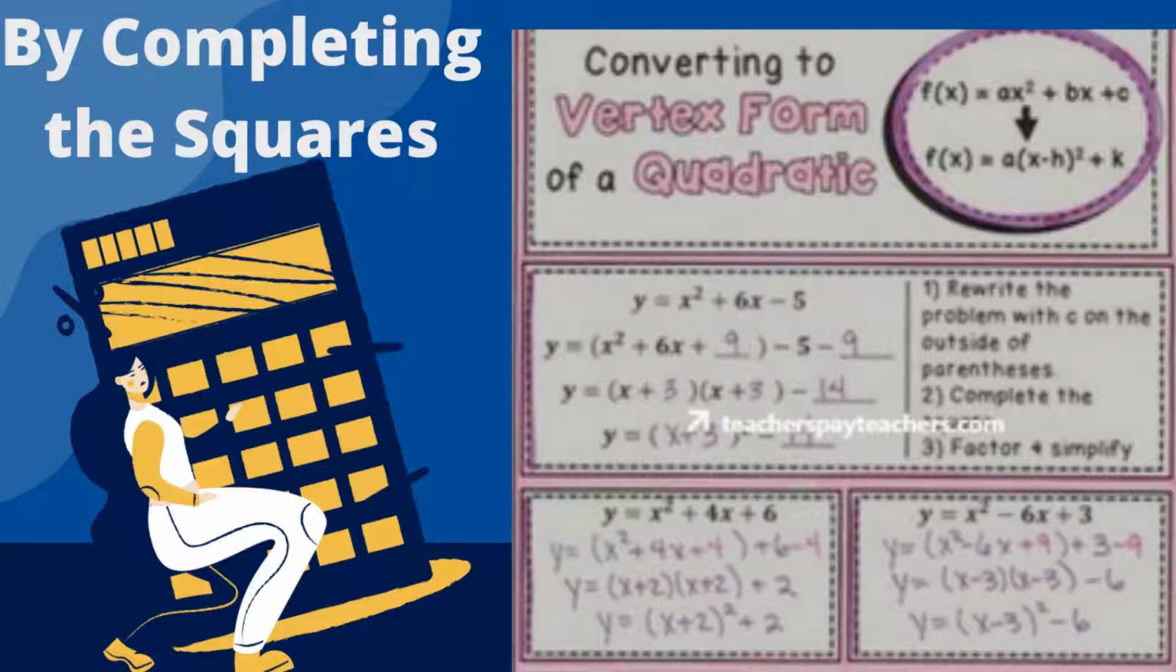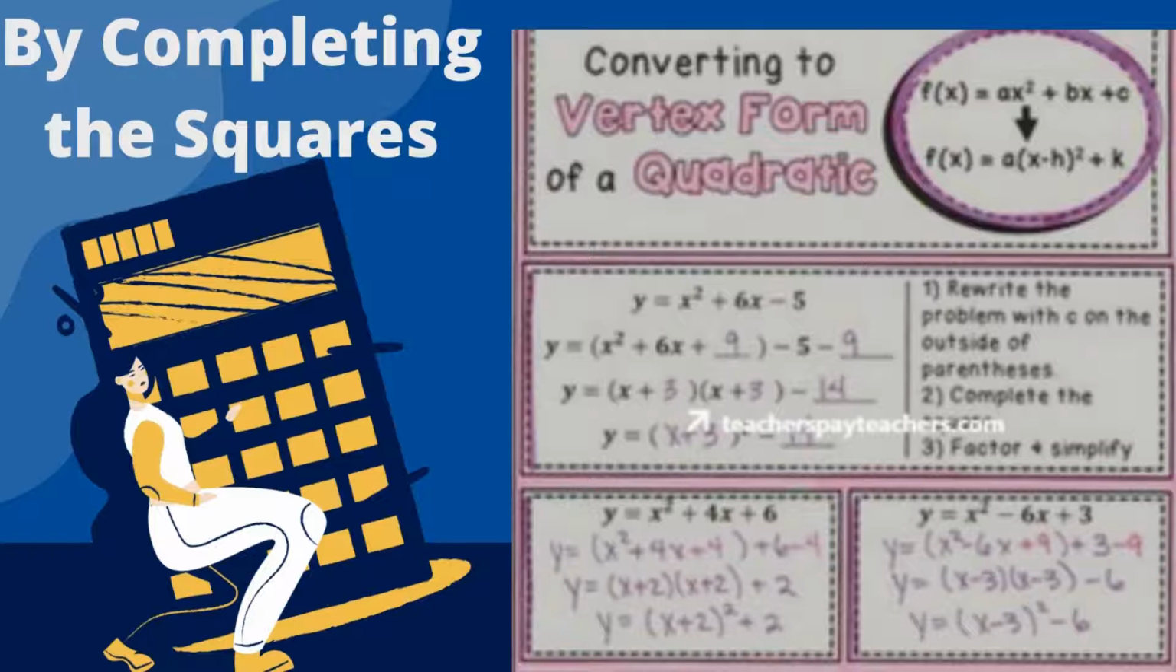And the last, y equals x squared negative 6x plus 3. Putting 3 outside the parentheses, then getting the third term, or c: divide 6 by 2, that is 3, and negative 6 divided by 2 is negative 3. Square negative 3, and that is positive 9. Then put negative 9 outside the parentheses to make it 0.